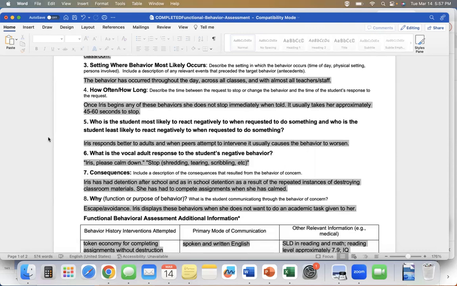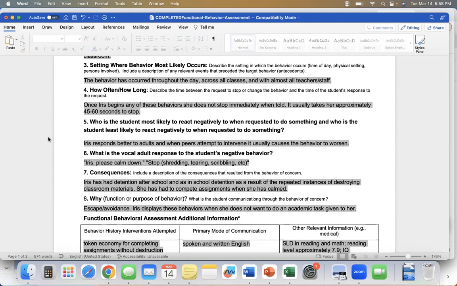And then what are some of the consequences? So she's had some detention after school. She's had some in-school detention as a result of repeated incidences of destroying classroom materials. And then when she calms down, she has to complete those assignments. So she is not completely able to avoid the assignment. If something's frustrating, we still go back to it.